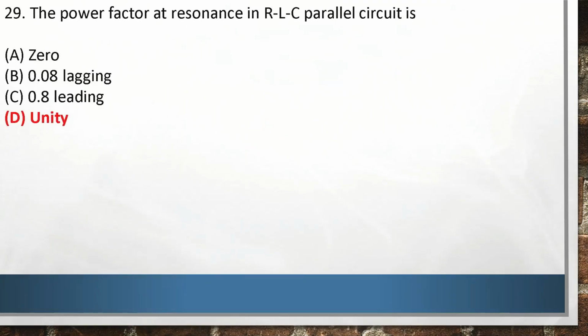Moving toward 29. The power factor at resonance in an RLC parallel circuit is: A, 0; B, 0.8 lagging; C, 0.8 lagging; D, unity. And the answer is D, unity.